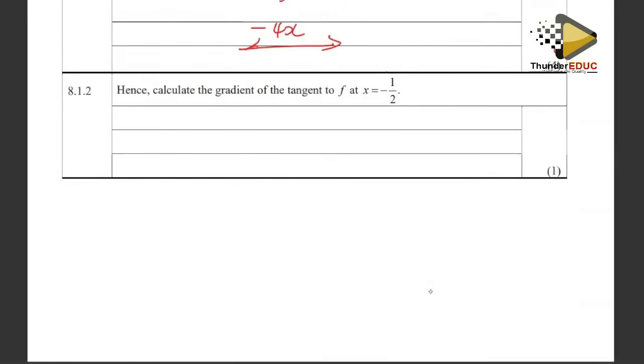Hence, calculate the gradient of the tangent of f at this point. So we know that the first derivative is like a gradient function, okay? Meaning that f prime of negative a half is going to be negative 4 multiplied by negative a half. And this gives us a positive 2. Okay, so that becomes a positive 2, and then that is our gradient.